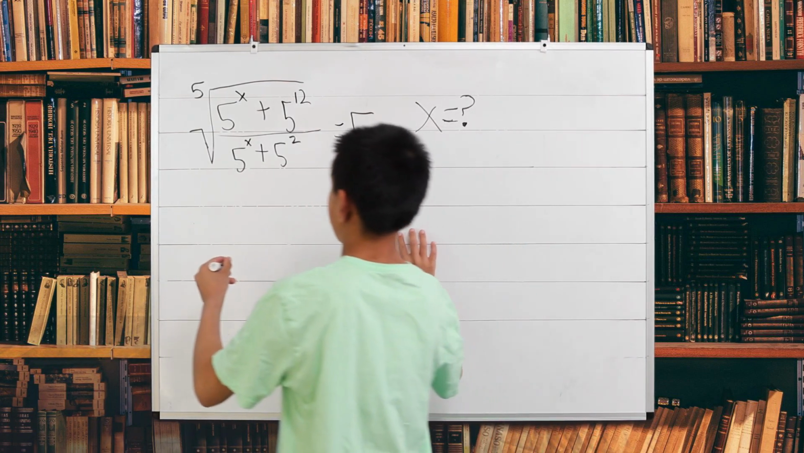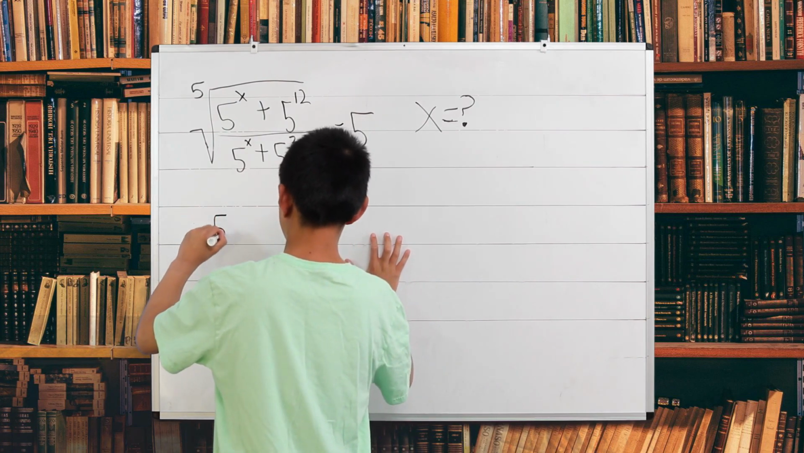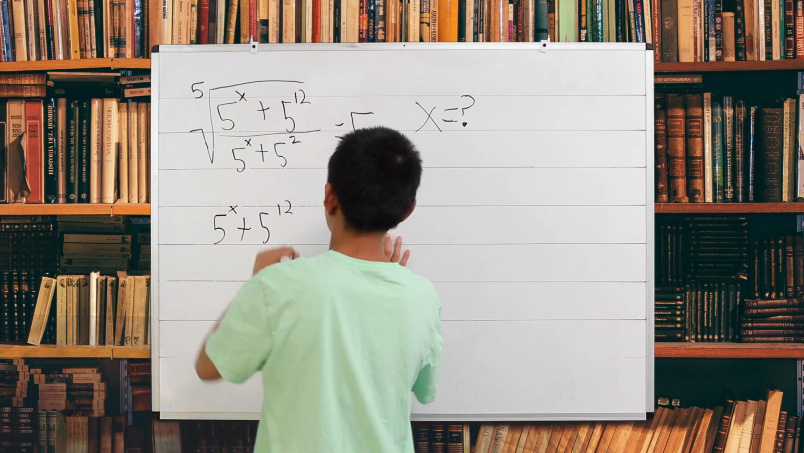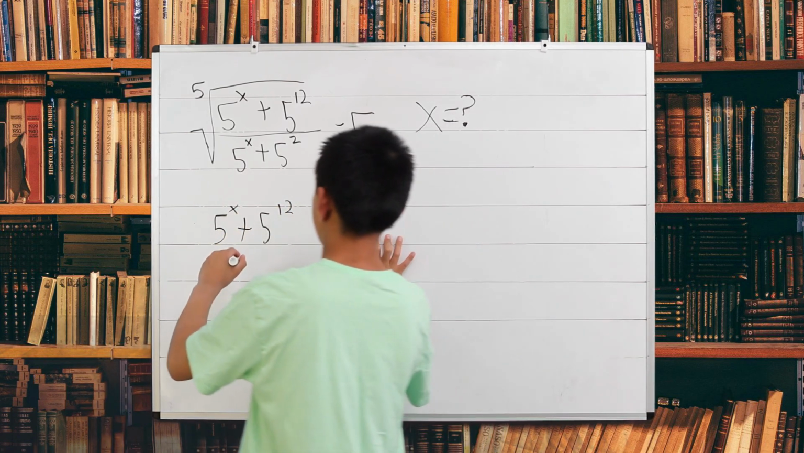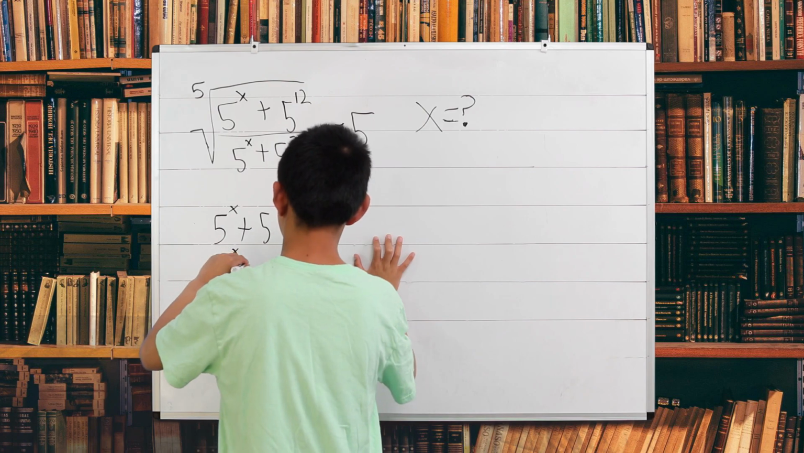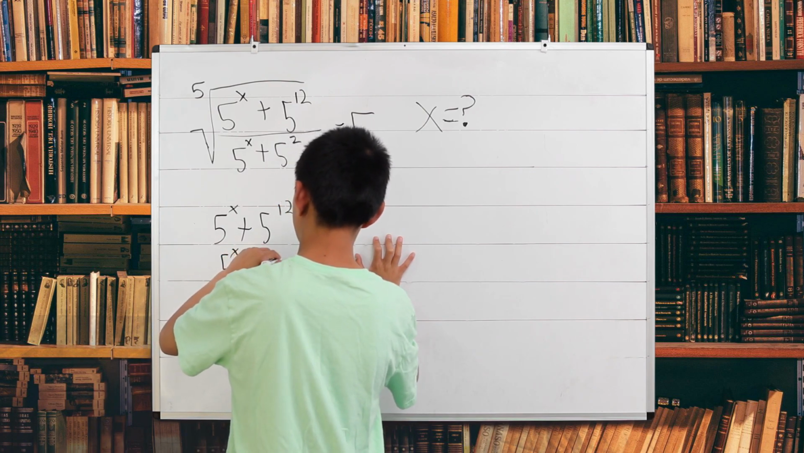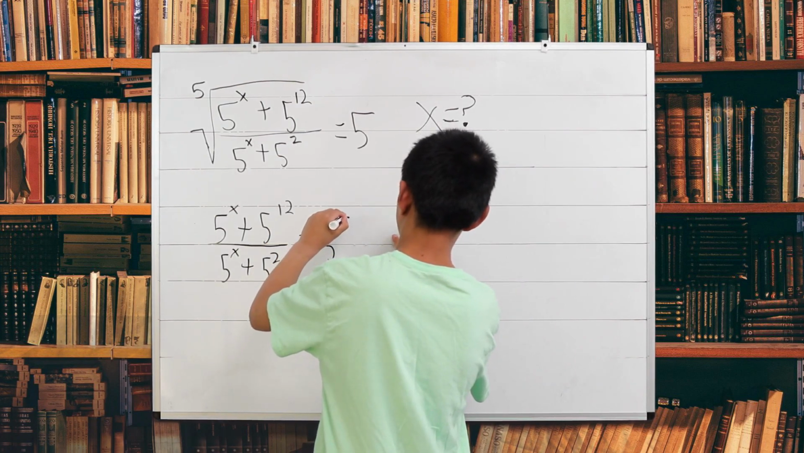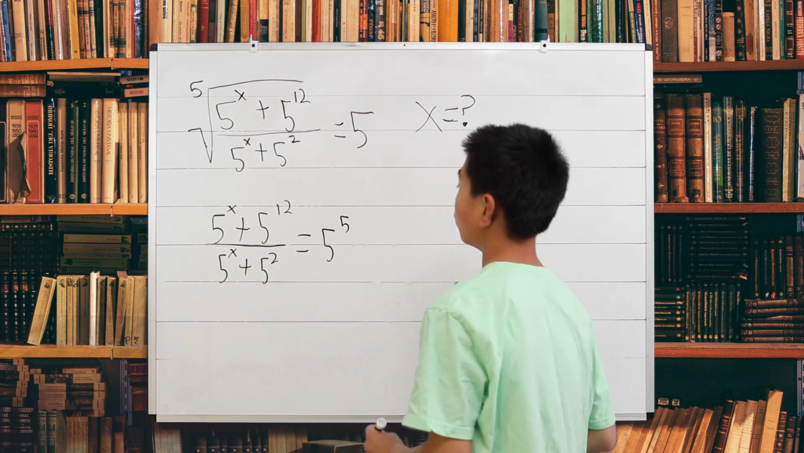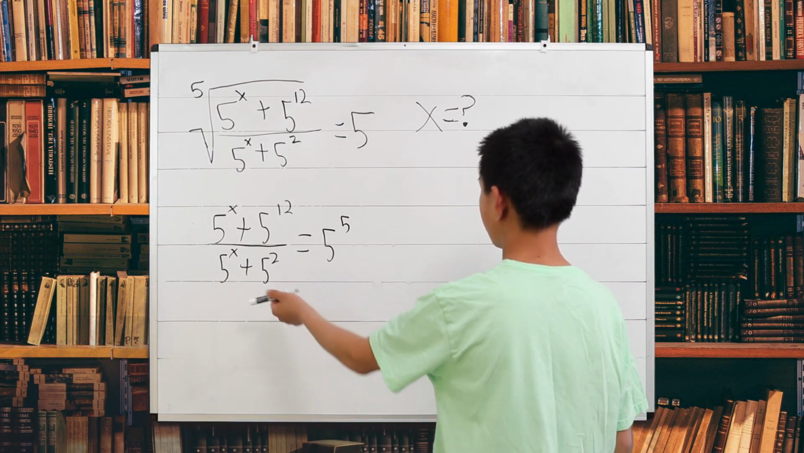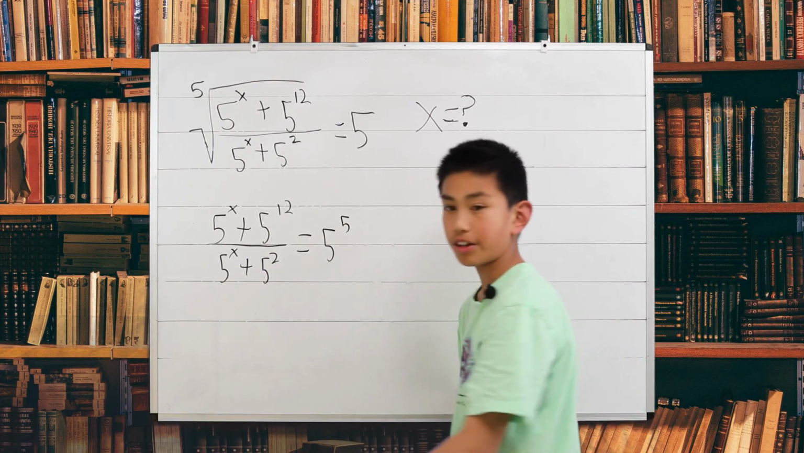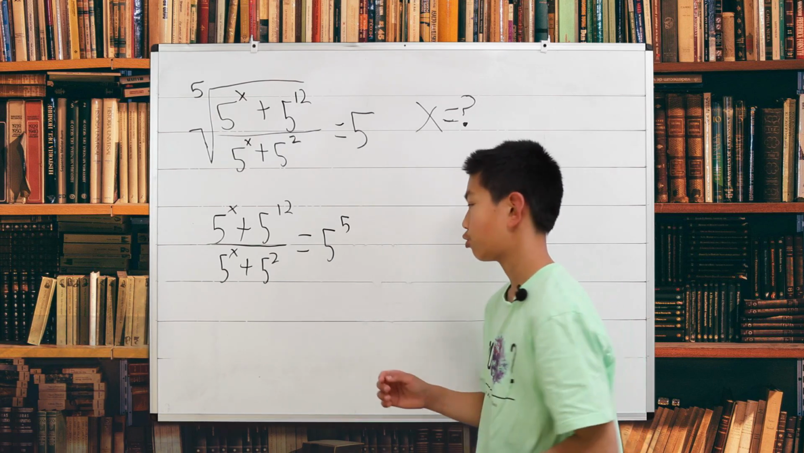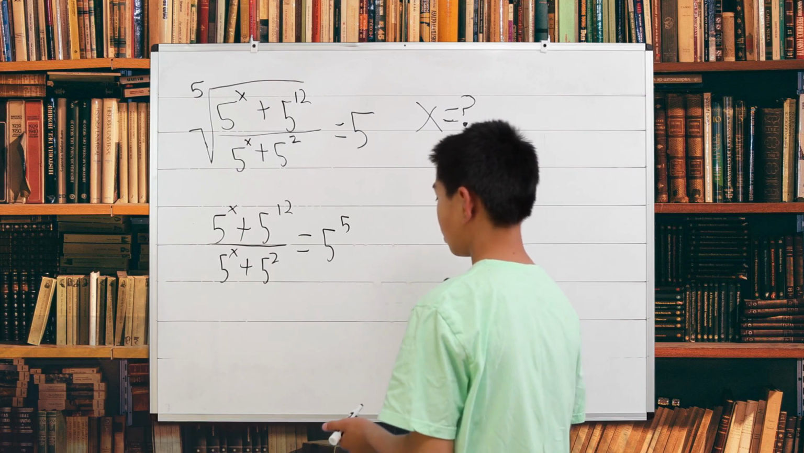So on the left-hand side, it's going to be 5 to the power of x plus 5 to the power of 12, divided by 5 to the power of x plus 5 squared, is equal to 5 to the power of 5. Now, we just multiplied the bottom onto here. And near the end, we will apply the bottom same, top same strategy to solve for x, since it's in the powers.